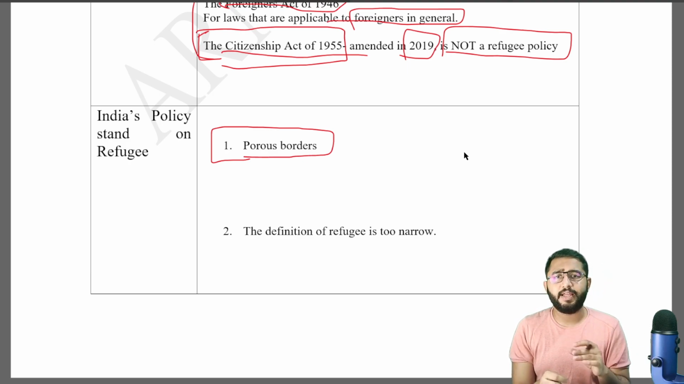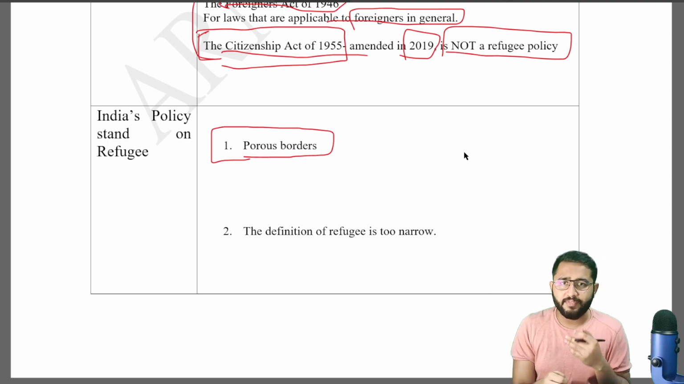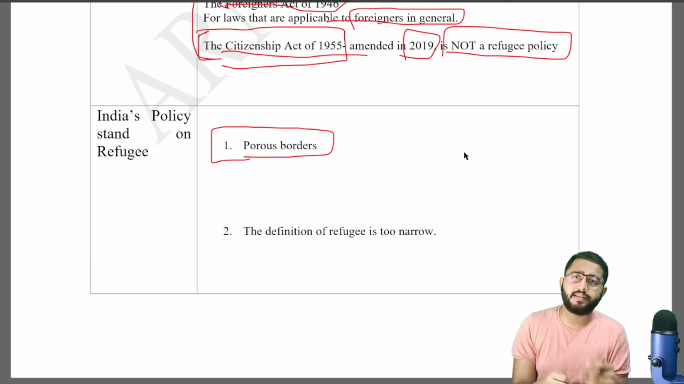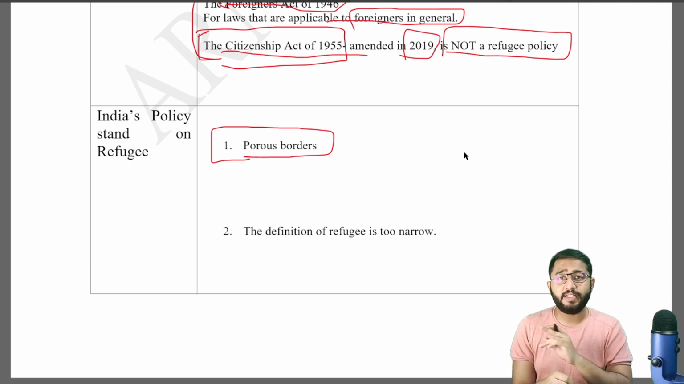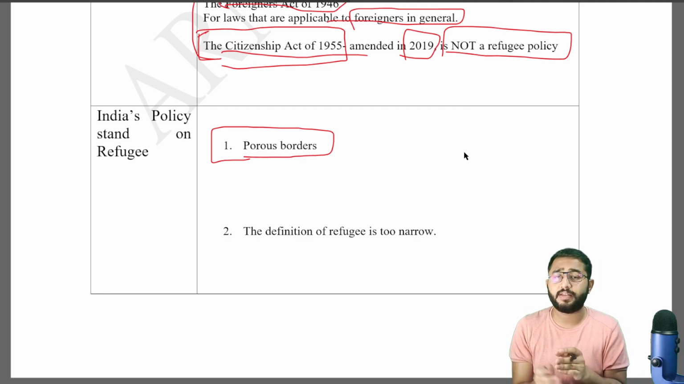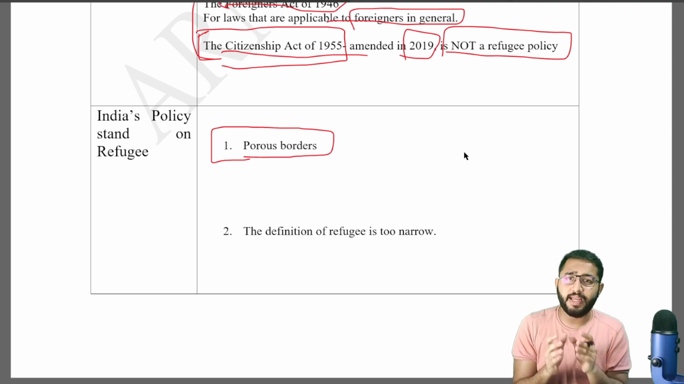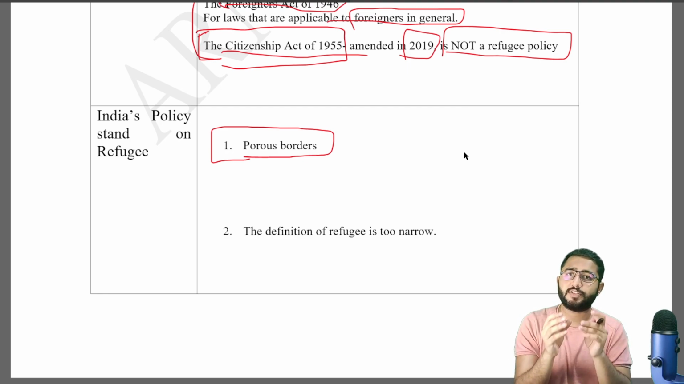This is the reason why India said that I don't want a third party telling me what to do when I can have this solution bilaterally. This is also the reason why none of the South Asian countries are part of the 1951 convention, because they know that they have porous borders. They know there has been a historical movement of people in and out of these borders. That's why India has always wanted to keep this decision to itself.